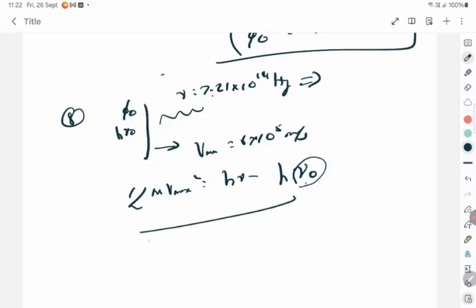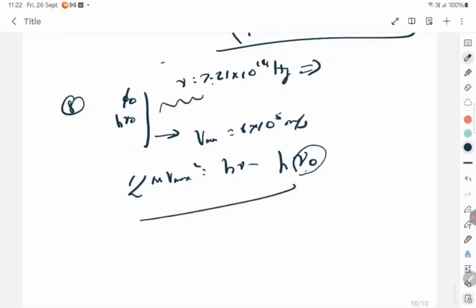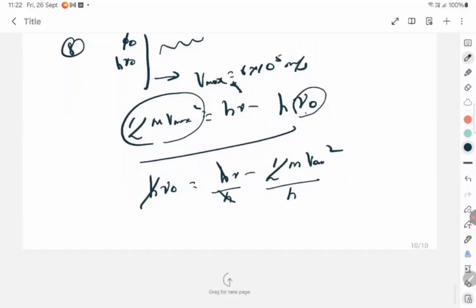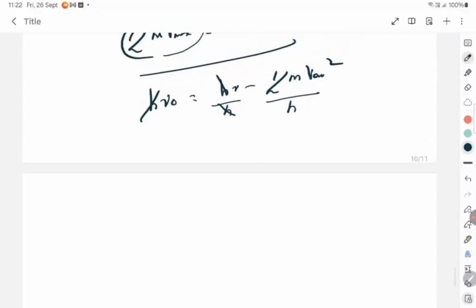So take it to the other side. And in this, let's not write this as eV naught. Why? Because the maximum velocity of the electron is given. So retain this. So you get h mu naught is equal to h mu minus half m v max square. Then you want only the frequency, so divide throughout by h. The h and h get cancelled. So thus you get a new formula. For this formula itself you will get marks. So mu naught is equal to mu minus half m v max square by h.